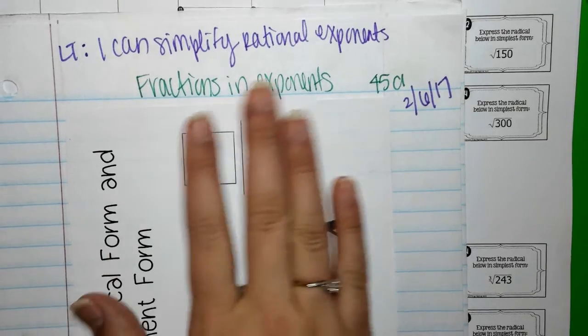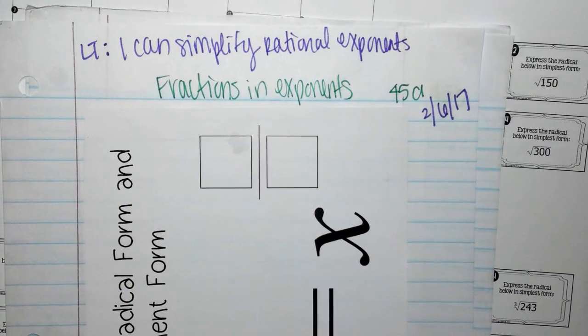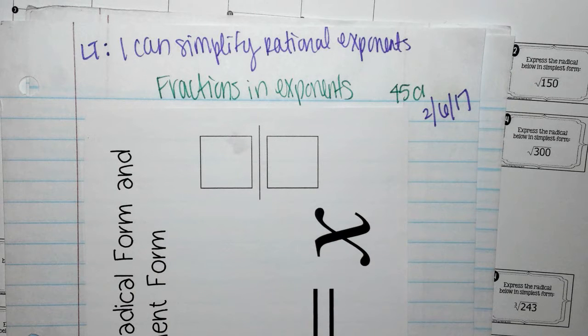So does everybody have page 45A labeled? Does everybody have their learning target written down? Oh, God. Can we get it written down? Pretty please with sugar on top.